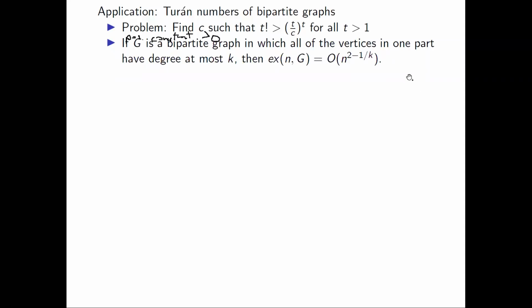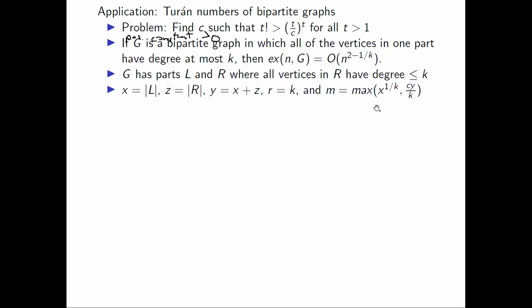So here's the claim. If G is a bipartite graph in which all of the vertices in one part have degree at most k, then the Turan extremal function of n comma G is big O of n to the 2 minus 1 over k. And we'll assume that G has parts, we'll call them L and R, and all of the vertices in R will have degree at most k. So that'll be the part that has all the vertices with degree at most k.